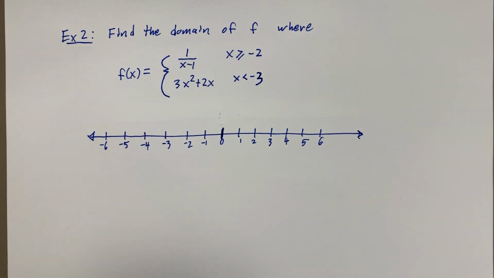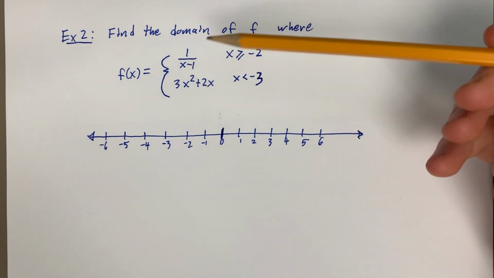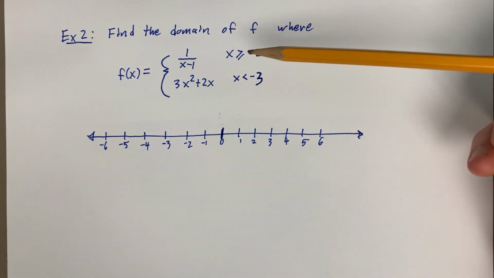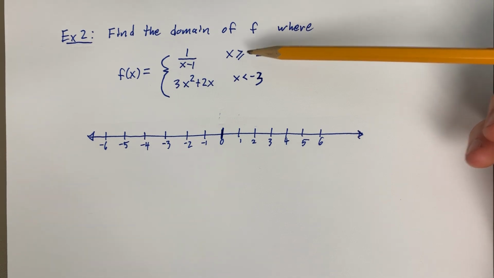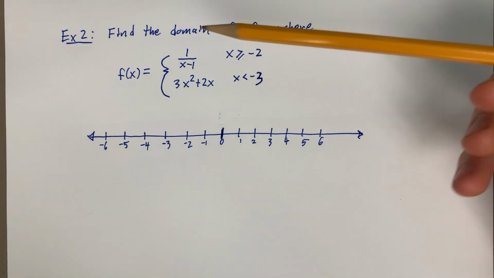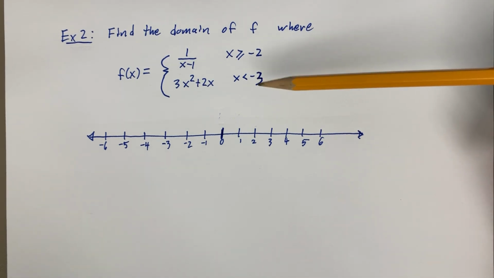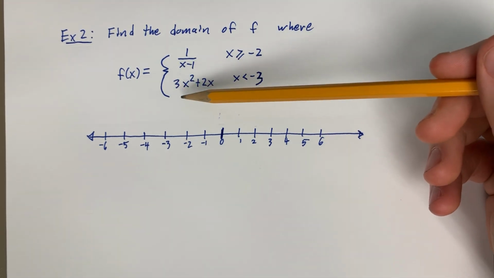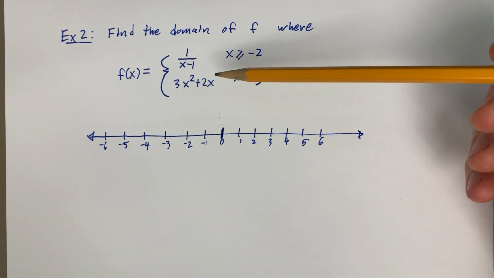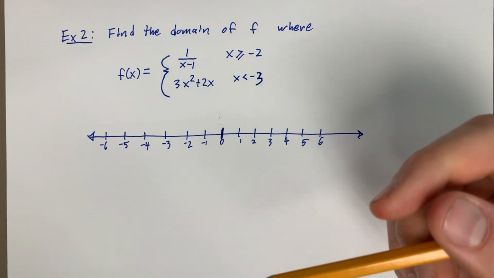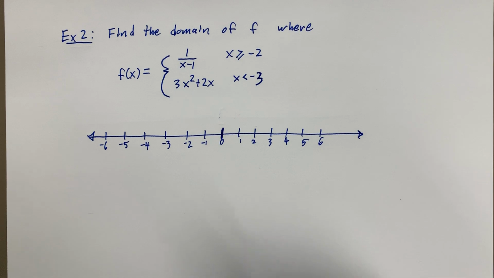Moving on to example 2 of finding domains of piecewise defined functions. Here, we're looking at a function f of x defined to be 1 over x minus 1 whenever x is greater than or equal to minus 2. And whenever x is less than minus 3, f of x is going to be 3x squared plus 2x.